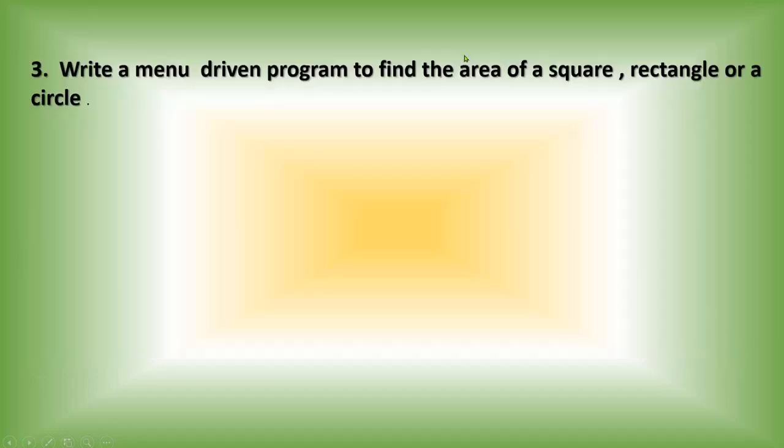Now see the next question. The third question is: write a menu driven program to find the area of a square, rectangle or circle. It is a menu driven program. You have to write a menu. In the previous video we studied how to write a menu driven program. Here you have to find the area of a square, rectangle or a circle. So in your menu there will be three options: area of a circle, area of a rectangle and area of a square.